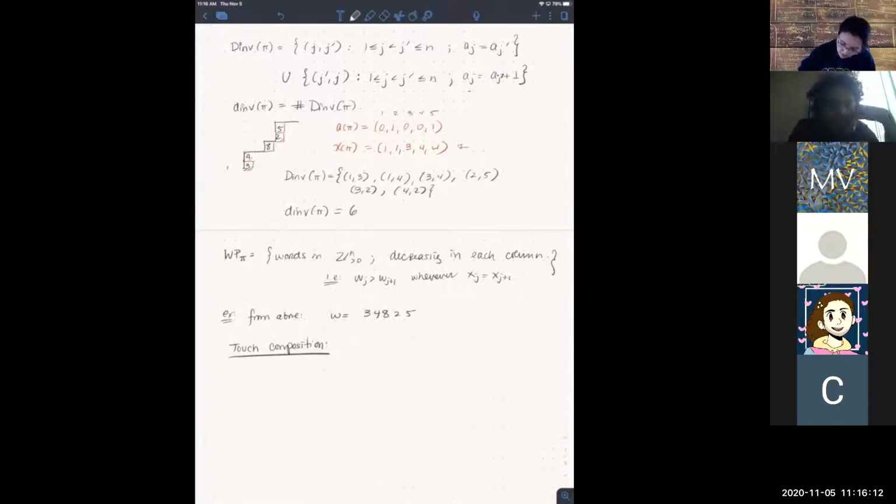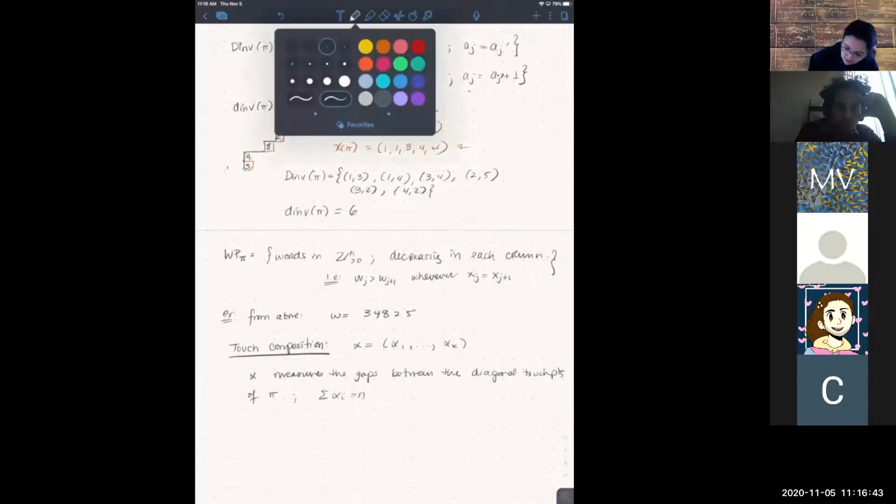So the touch composition is going to be a composition alpha, let's say alpha 1 through alpha k. And it's going to be defined in a sense that alpha measures the touch point. So it measures the gaps between the diagonal touch points of pi, right? In the sense that you also get the sum of alpha i equals n, obviously, right? Because it's just the diagonal point.